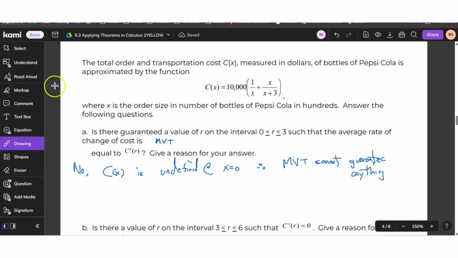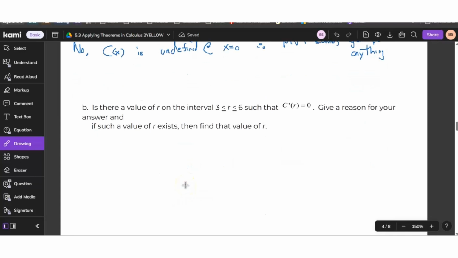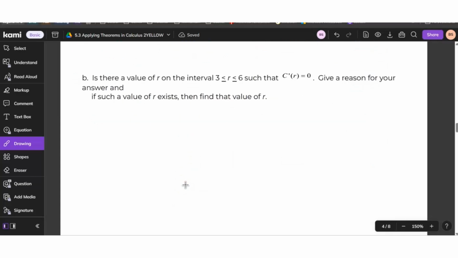How did I find it's undefined? Because the only way to make a rational expression undefined is if the denominator is 0, which happens at 0 or negative 3. And so 0 is on our interval, so done. Doesn't work.